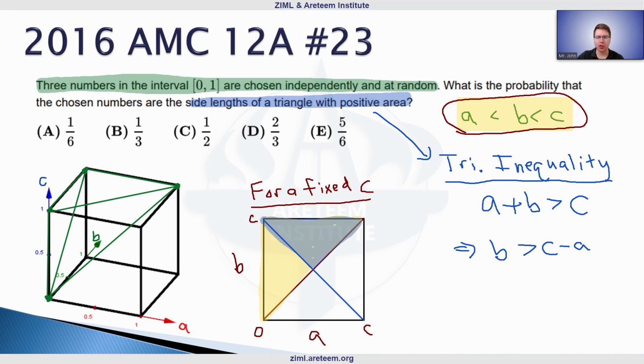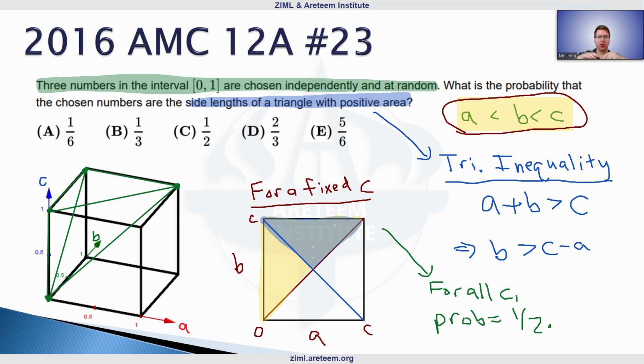But notice something. Notice that for all C, the probability we have shaded is half of the region. So no matter what that longest side is, the probability that the other two sides work is a half. And so in fact, that's enough to determine our final answer.